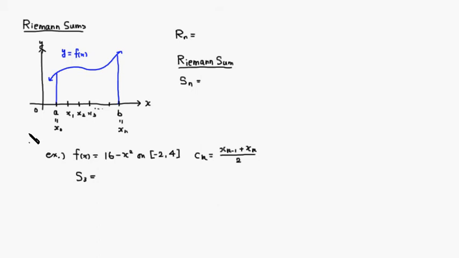So let's look at this picture. Let's say this is a graph of y equals f of x, and we want to approximate the area under the curve from x equals a to x equals b. So it's right here. Then if you're doing the right sum, all you do is use the right endpoint.